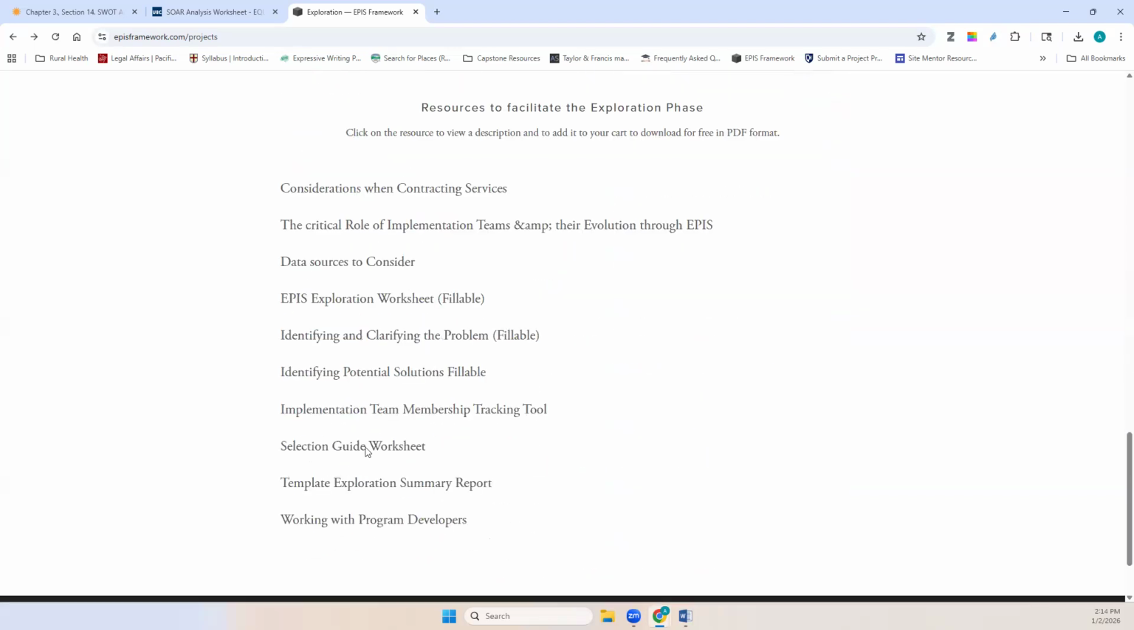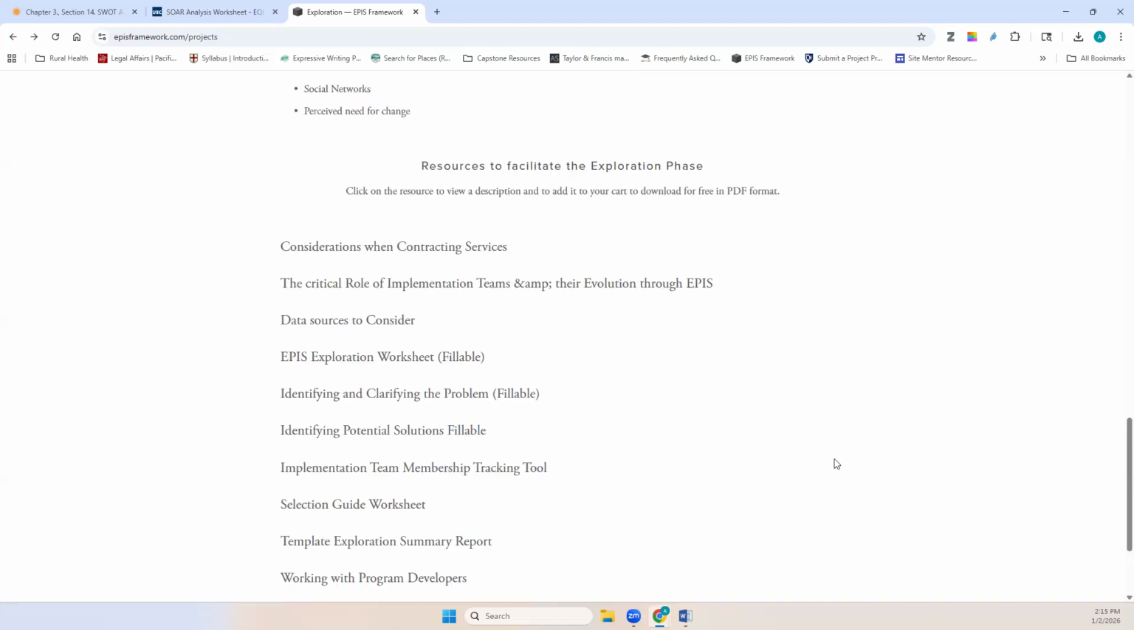And then they also have different worksheets. If you want to look at identifying and clarifying the problem, identifying potential solutions, and an overall framework for the exploration phase, as well as data sources to consider. These are all very good, and you just click on them and then you can download them for free. So these are some additional resources.